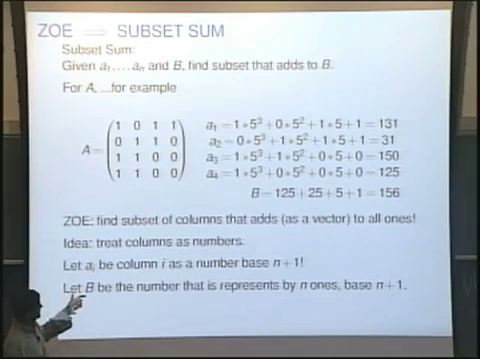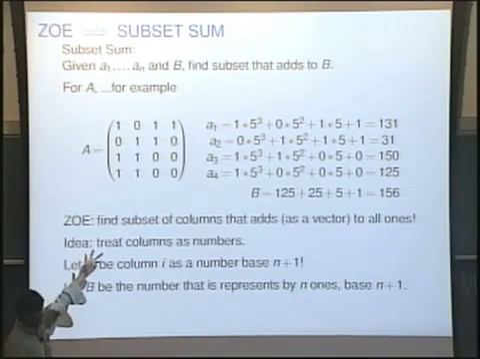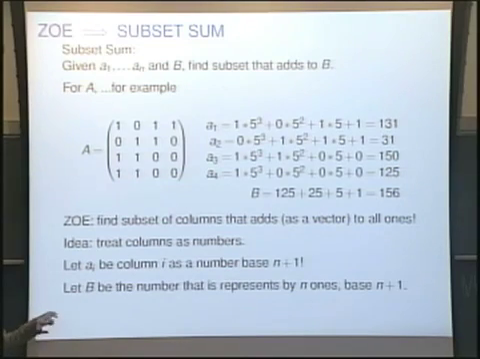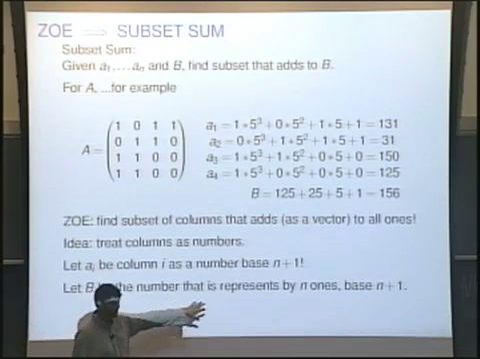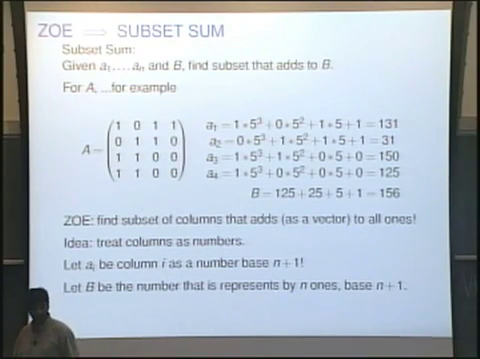N is the number of columns. No, this just happens to be square. It totally doesn't have to be square. So B is the number that is represented by n ones, which is base n plus 1.